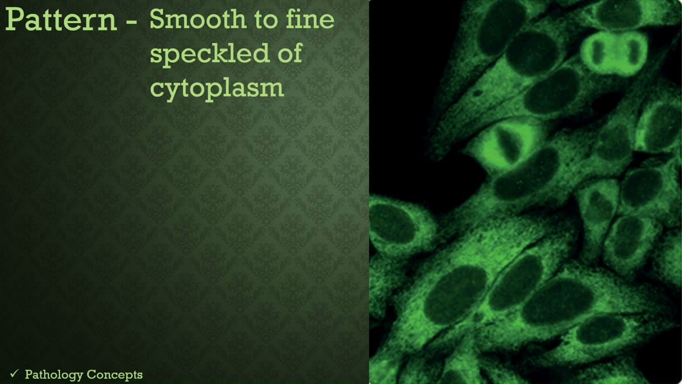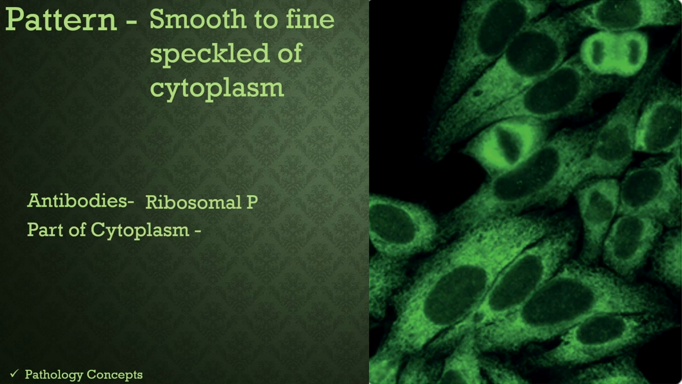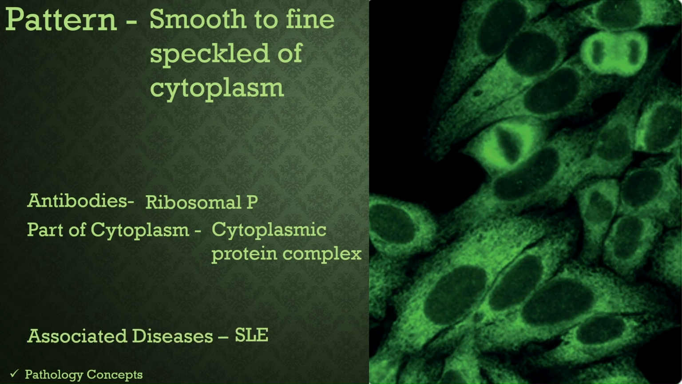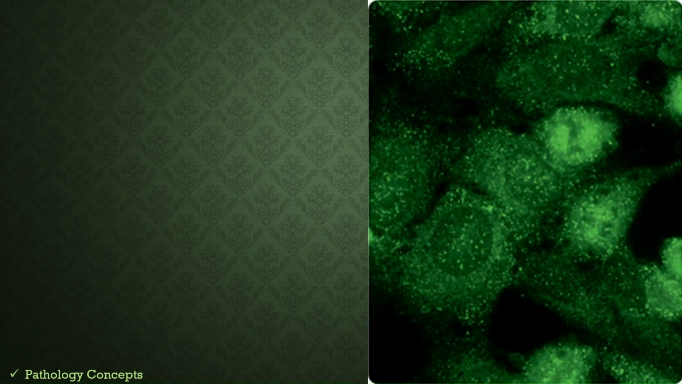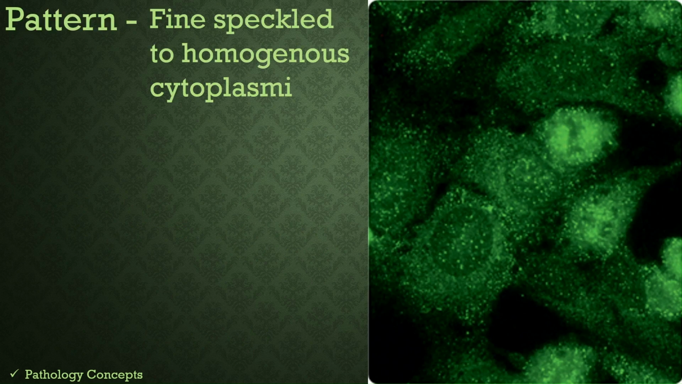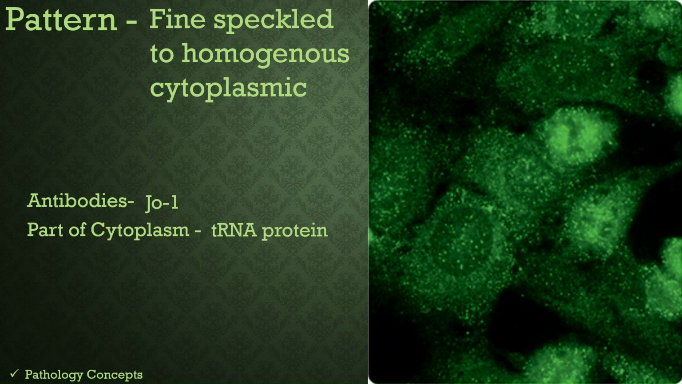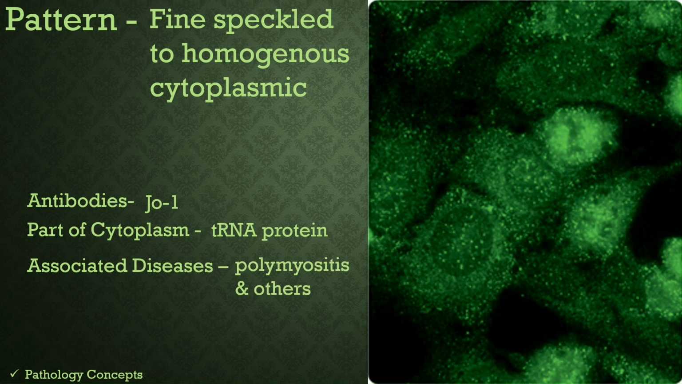Pattern is smooth to fine speckled of cytoplasm. Now we are learning the cytoplasmic patterns of ANA. Antibodies involved are ribosomal P. Part of the cytoplasm is cytoplasmic protein complexes. Associated disease is SLE. This pattern is fine speckled to homogeneous cytoplasmic. Antibodies are Jo1. Part of the cytoplasm is tRNA protein. Associated diseases are polymyositis and others.